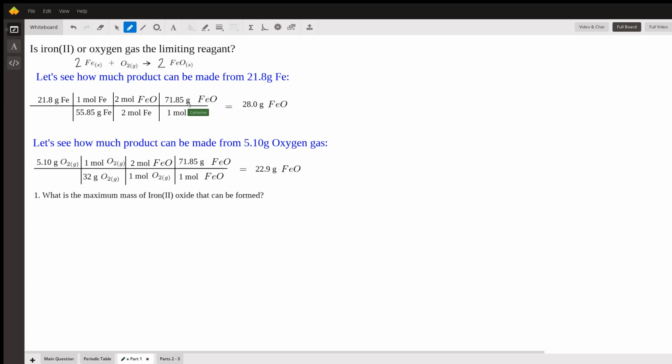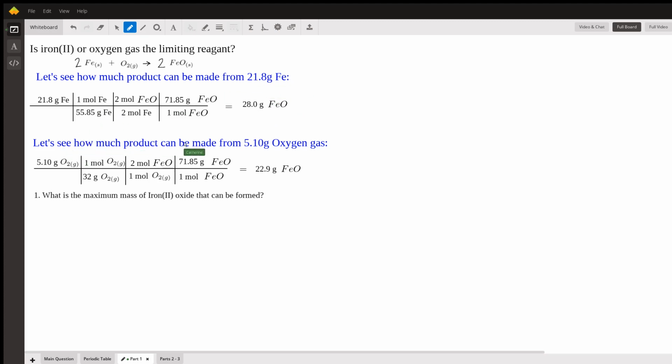Now, we're trying to figure out how many grams of iron(II) oxide can be produced. We know that 1 mole of iron(II) oxide is 71.85 grams, because we just add 1 atom of iron to 1 atom of oxygen. That's 55.85 plus 16, which gives us this number. Now, if you multiply every number on the top and divide by the numbers on the bottom, we get 28 grams of iron(II) oxide that can be made from this iron.